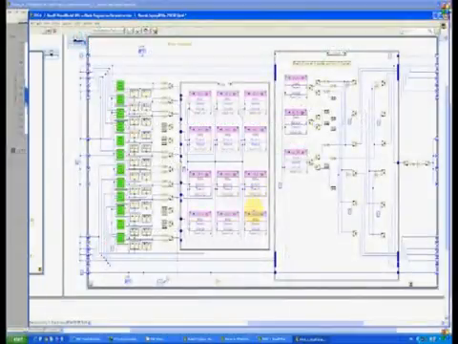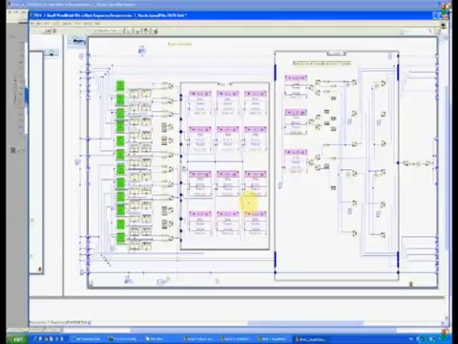I'm now showing you the implementation of the algorithm in LabVIEW FPGA. This is actually showing the frame construction part. I have here a variety of complex multipliers which are summed together in order to give me the elements of my frame matrix.